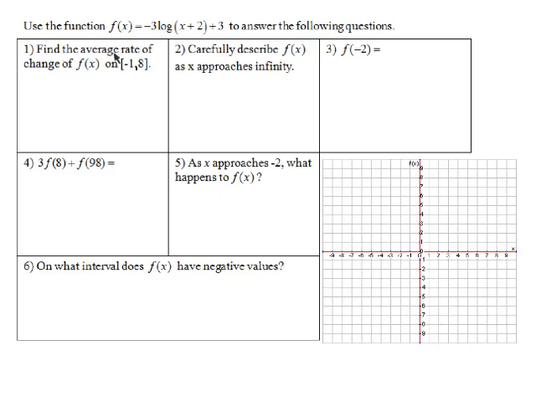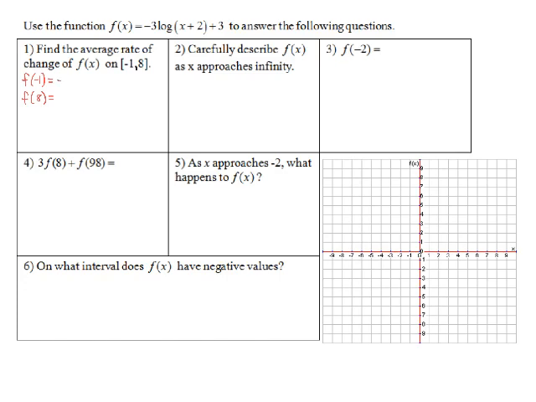Alrighty, find the average rate of change of f of x, which is this function, from -1 to 8. Well, what we could do is plug in -1 and 8. So if we do f of -1 and f of 8, then we could find the slope between those two on that interval.